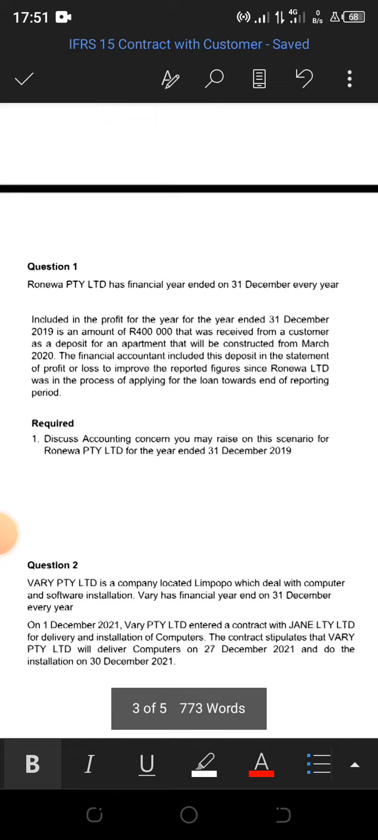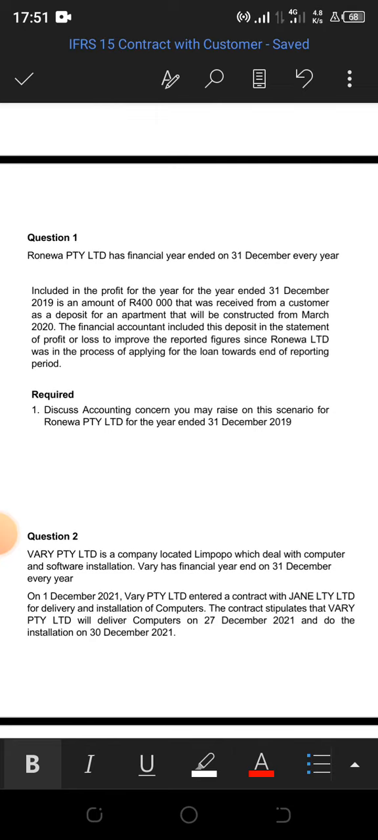Okay, question 1. Discuss accounting concerns you may raise on the scenario for Ronewa Pty Ltd for the year ended 2019. Remember, when you are dealing with an exam, the standards will not be separate. The standards will be mixed with each other in the same scenario. You must be able to identify all those concerns, mixing up the standards.